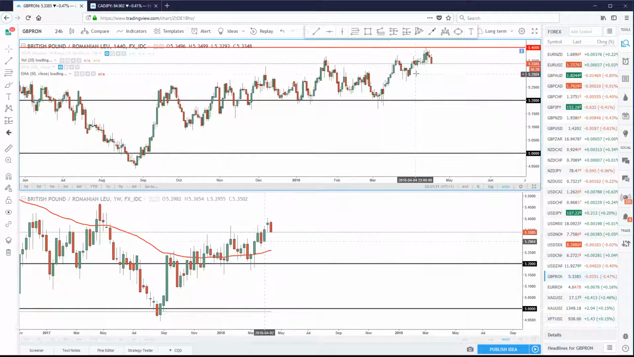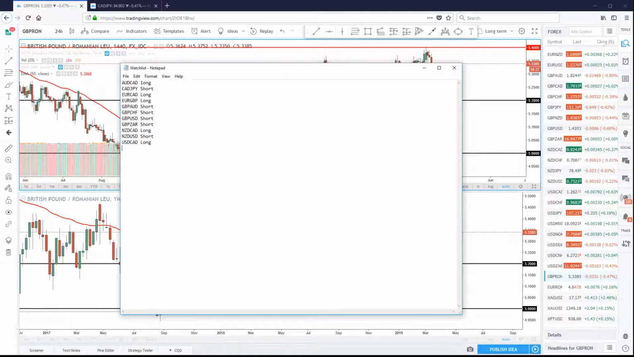So just an example, a very, very exotic pair, which most of you can't even trade. I can tell you now that's bearish. So I will put that down. I probably won't take it because of the spreads.